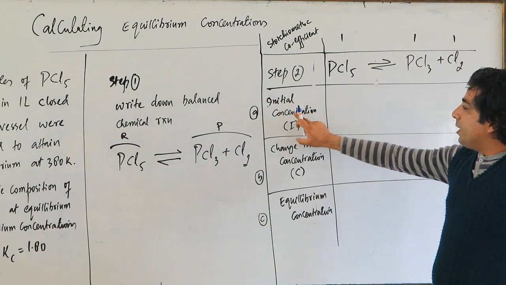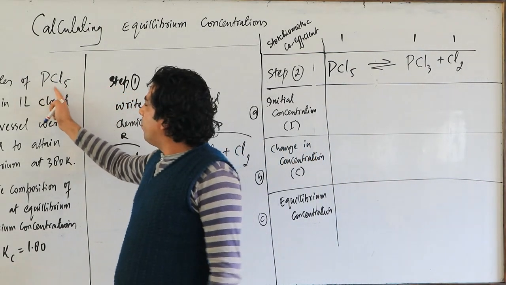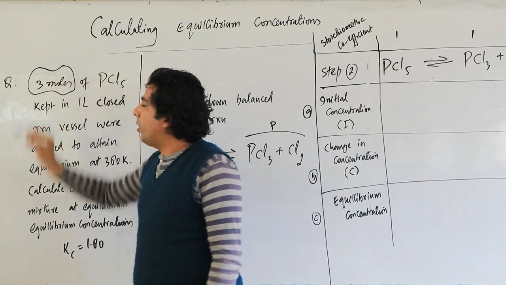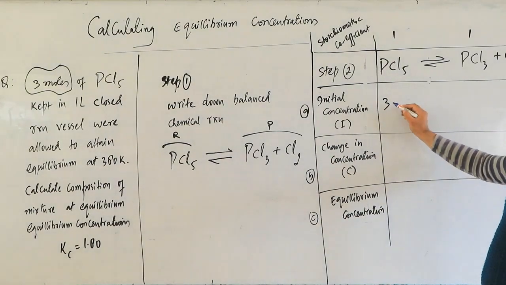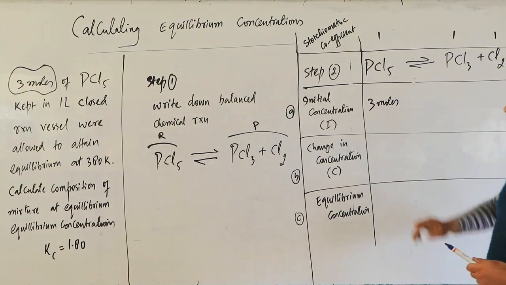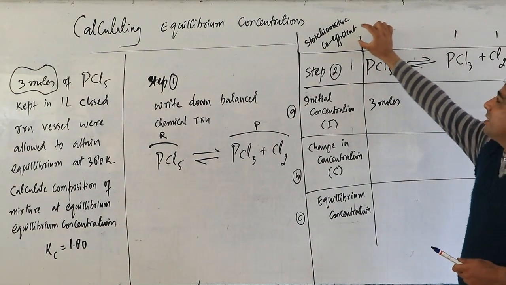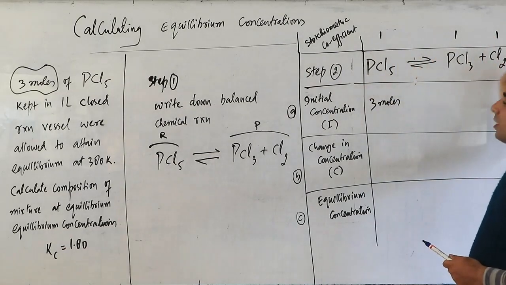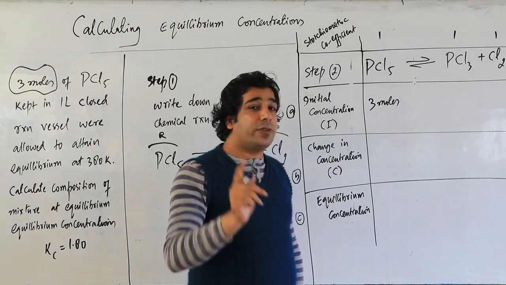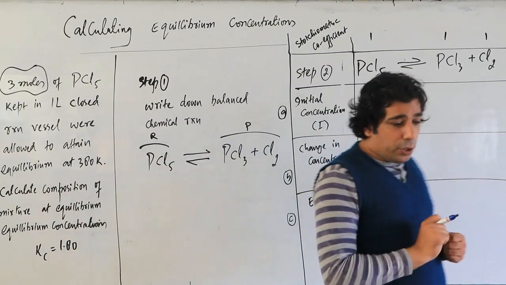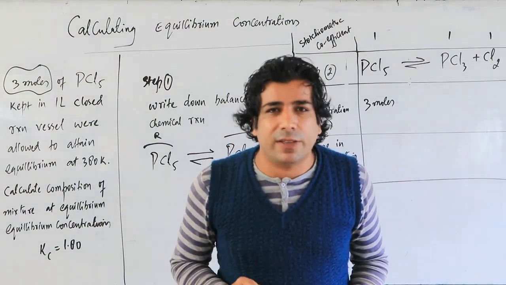Have a look. First of all, I will take the initial concentration. If you look at this question, you will find PCl5. What is the initial concentration of PCl5? How many moles are there? 3 moles. Now you will think that we have 1 mole of PCl5. No, my dear friend, that is just the stoichiometric coefficient of this chemical reaction. Experimentally we have 3 moles of PCl5. Look here, initially you will be provided with 3 moles of PCl5.